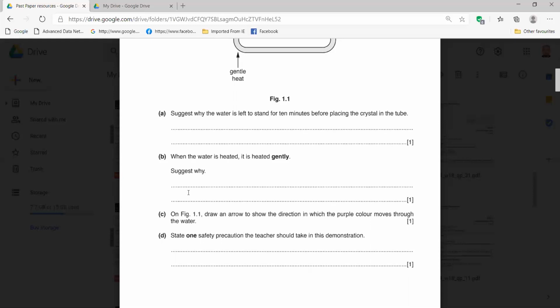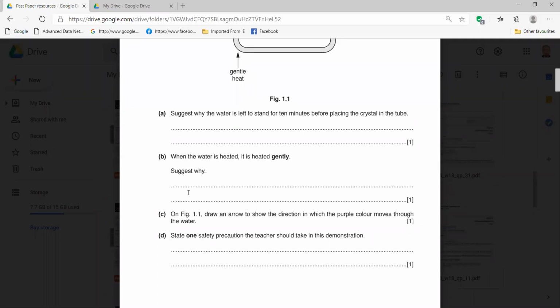Sir, like the water is left for 10 minutes with the crystal, like the purple crystal dissolving. No, no, no. Without the purple crystal. Oh, without. Okay, sir.